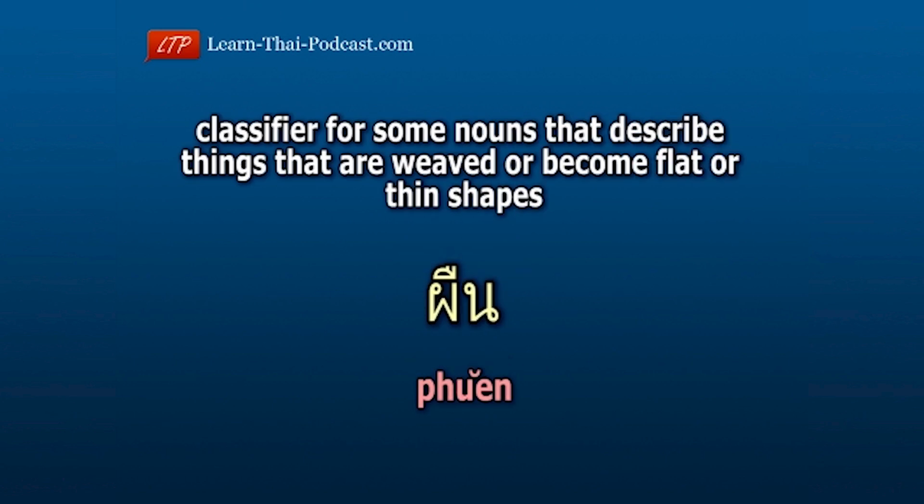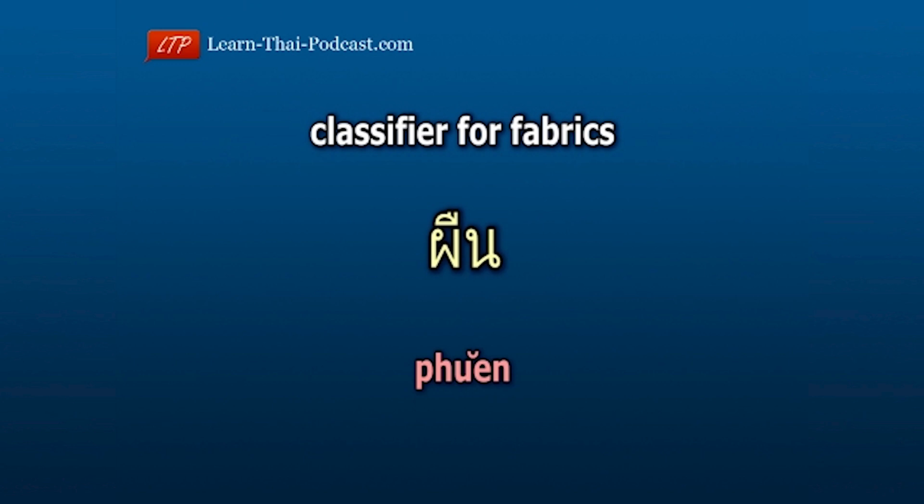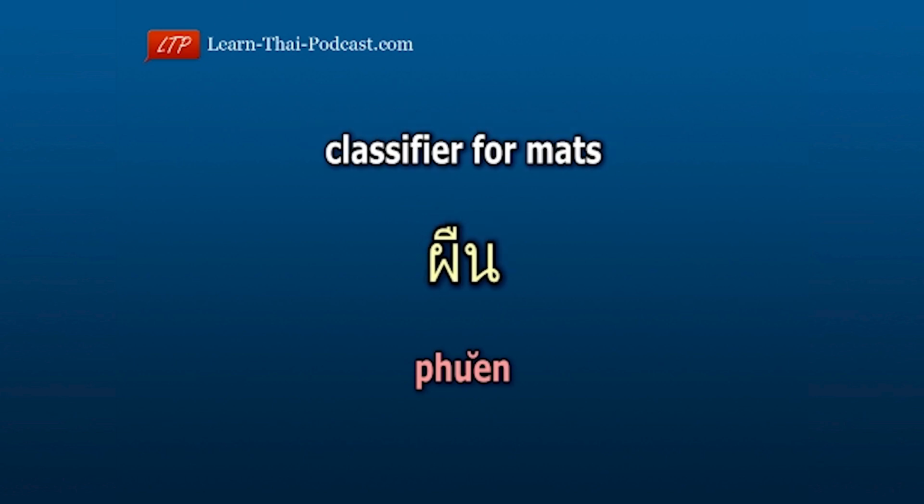Some nouns that describe things that are weaved or become flat or thin shapes use the word ผืน as their classifier. For example, classifier for fabrics, ผืน. Classifier for mats, ผืน. Classifier for carpets, ผืน.